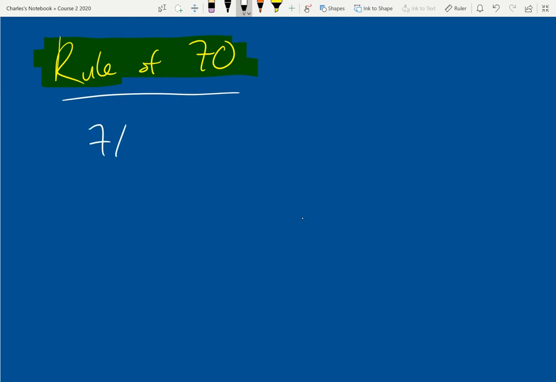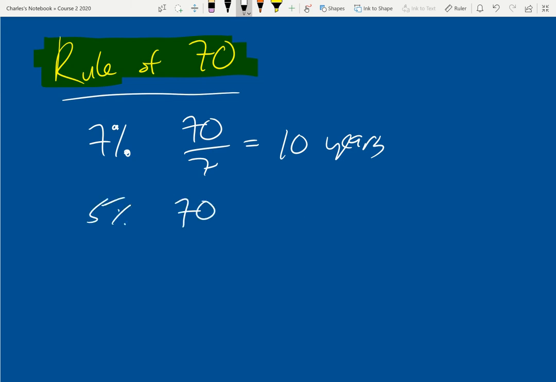So let's say I have a 7% interest rate, and let's say I put $1,000 in it, and I want to know how long will it take for that investment to double or become $2,000. Well, I would take 70 divided by 7, and I would get 10 years. Let's say I had some other amount. Let's say 5%. Think in your head, how long would it take for a 5% investment to double? Well, 70 divided by 5 is 14, so 14 years.